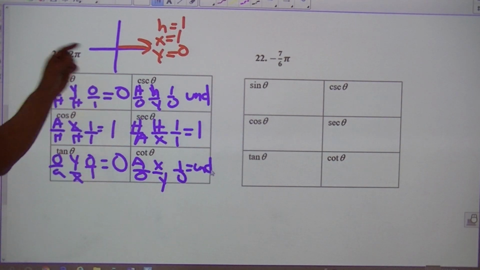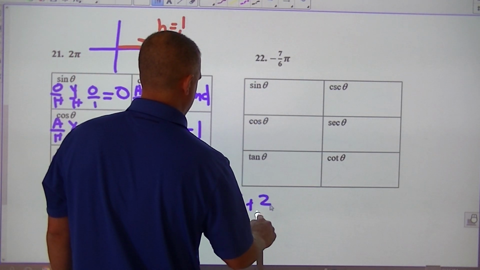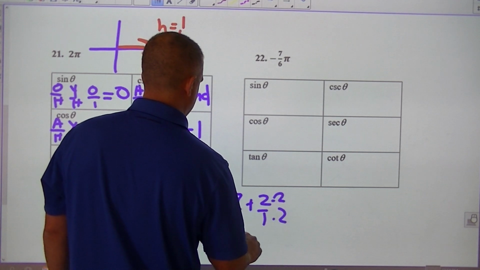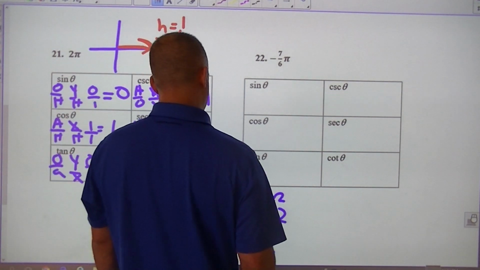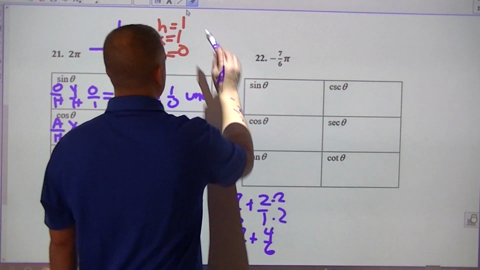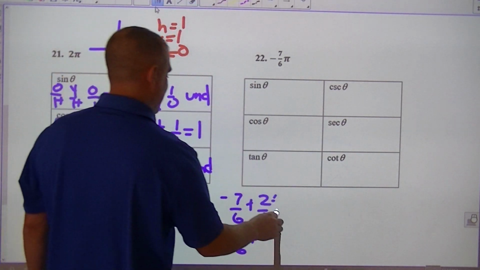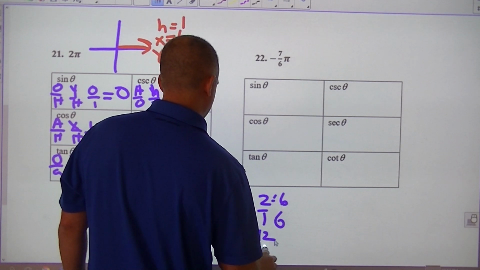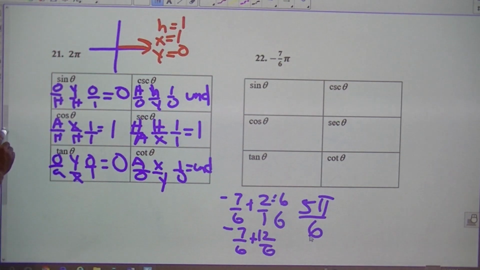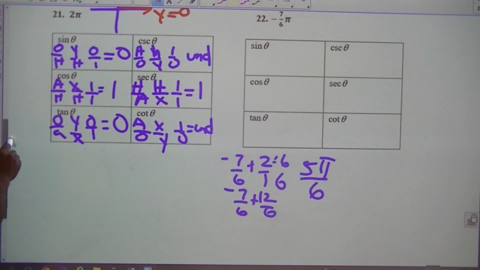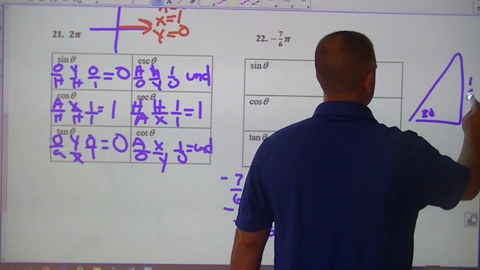Okay? Now, negative 7 pi over 6. Alright, I have to add 2 pi to that. So that's going to be negative 7 pi over 6 plus... Oh, not 6, I'm sorry. Hold on, that's not right. I rushed through that. I want to multiply by 6, so that would be 12 over 6. So that's going to be 5/6 pi. Which I think is the same one, isn't it? No, it's not. I thought 5/4. Okay, so 5/6 pi means that that will be a 30-degree triangle.